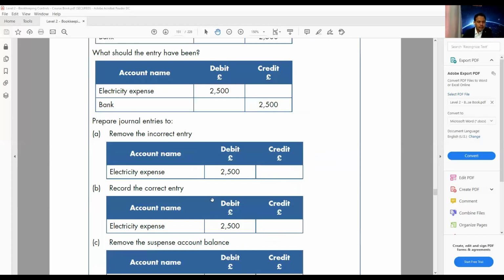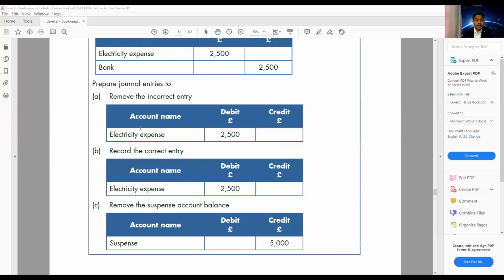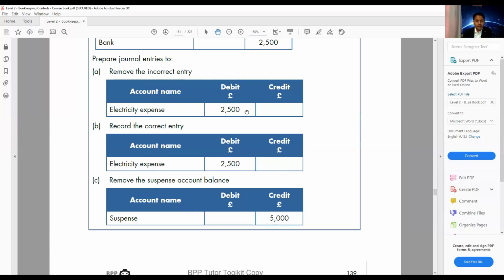The first thing, remove the incorrect. Which one is incorrect? Electricity credit, isn't it? So I'm going to make electricity debit, so it will be gone, debit and credit. Then I'm going to record the correct entry, electricity debit again. This is the new one, because this one will remove the old mistake. The one I have done already, credit, will be removed by this one making debit. This is the new one.